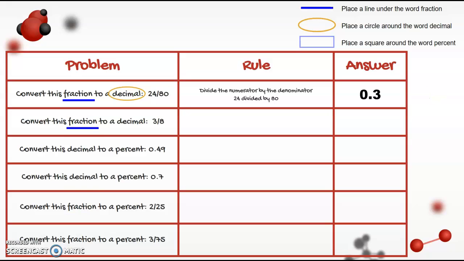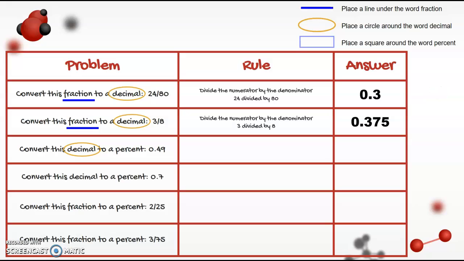So we're going to convert a fraction. We're underlining the word, circling the word decimal, and then we're going to find our rule. We're going to, again, divide the numerator by the denominator. So 3 is divided by 8, and that gets me 0.375. Again, I'm sorry, I did not round, so I didn't even follow that rule. But that's okay if you go ahead and put that in there. That's fine.